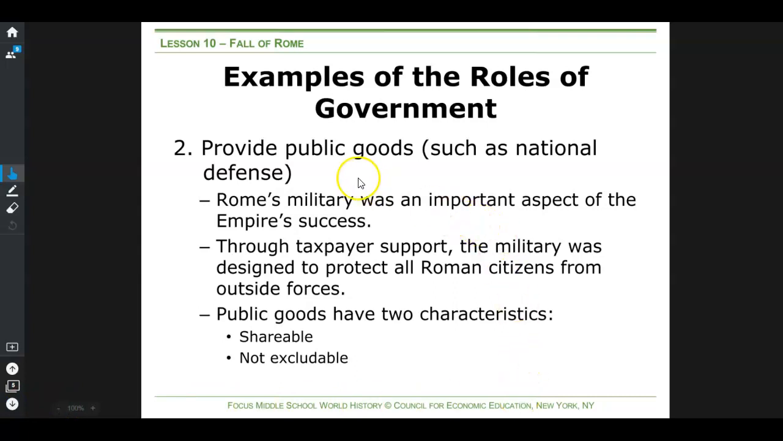A second thing that the government provided was public goods, such as national defense or military. A public good is something that is paid for by all citizens of the empire through taxes, but also benefits all citizens of the empire when the government spends money on that particular program. All people, all citizens of the empire, were protected by the military. So this is an example of a public good.